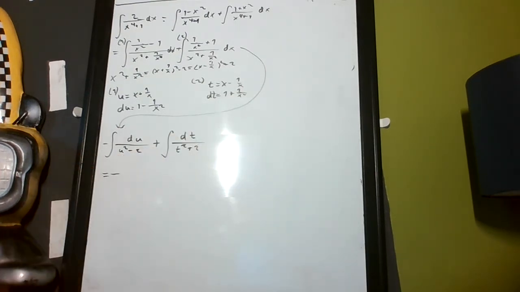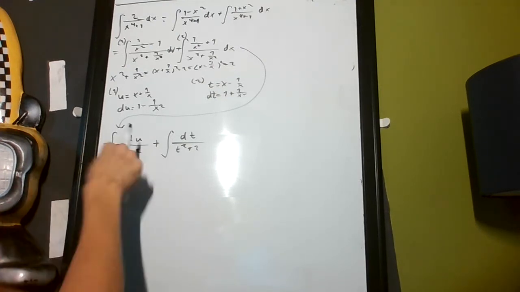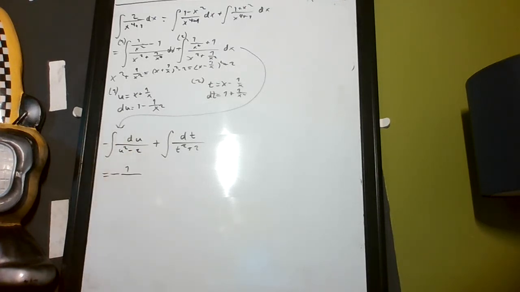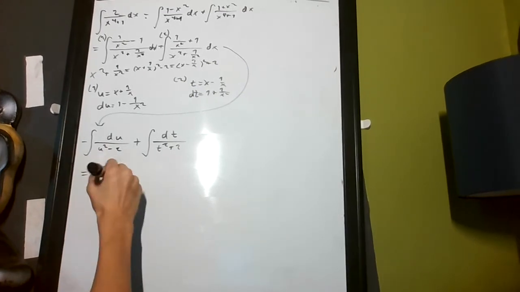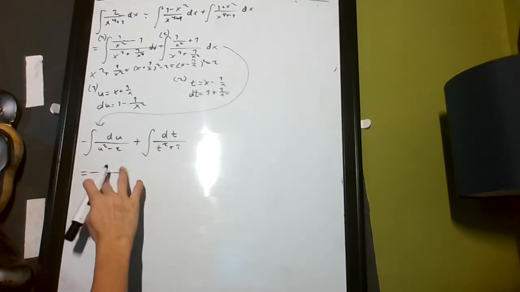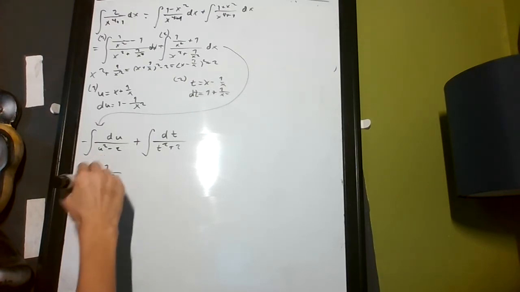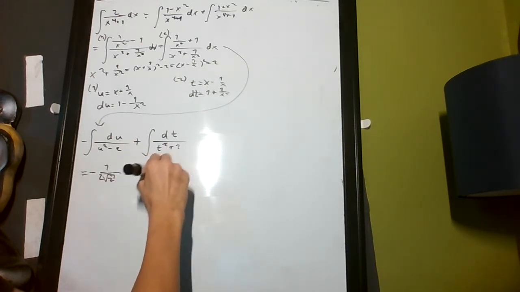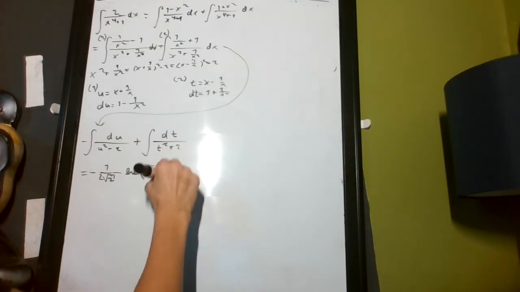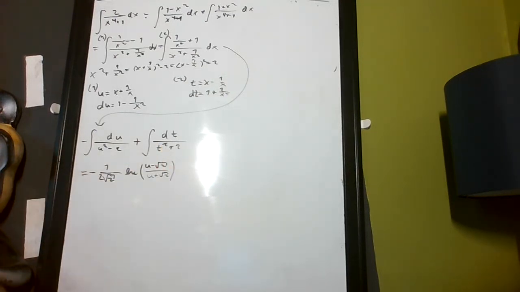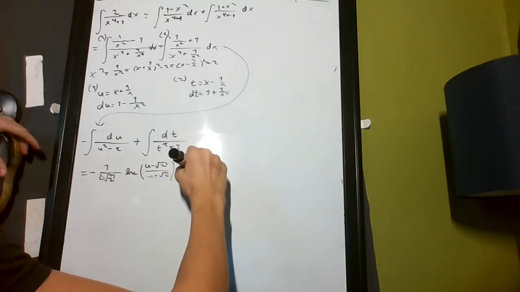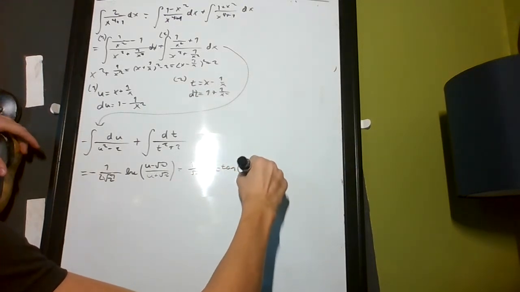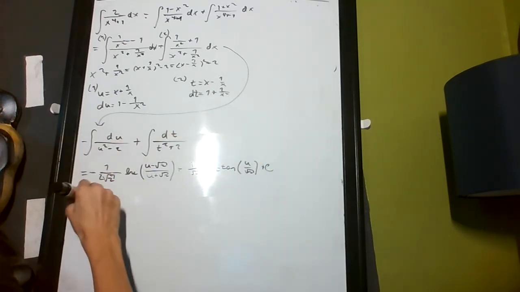So what do I get out of this? I'm going to write this in terms of the logarithm, just so it matches pretty closely with BlackPenRedPen's answer. So it's going to be negative 1 over 2 root 2 times the natural log of (u minus root 2) on (u plus root 2), plus 1 on root 2 arctangent of t on root 2, plus c.